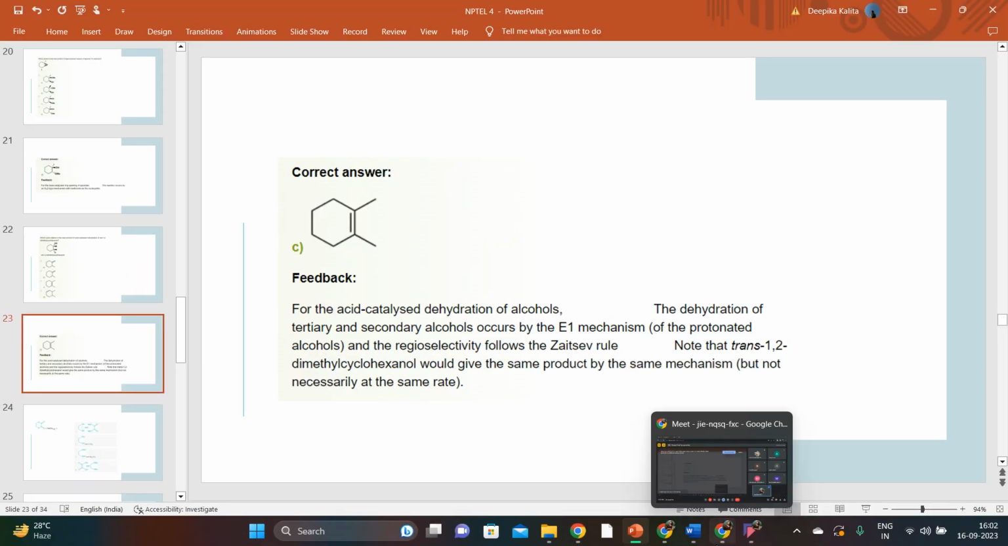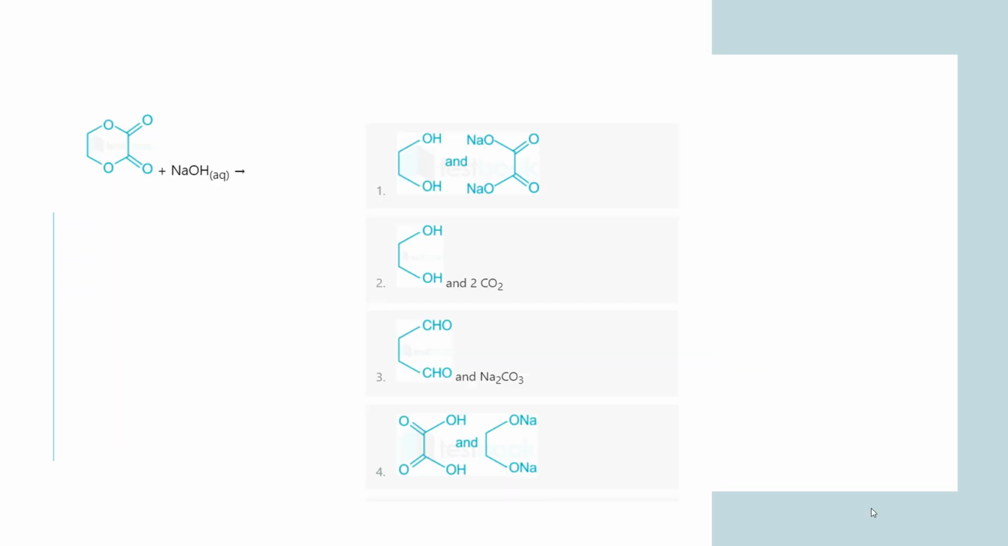Okay, let us move to the next question. Now we are going to solve these questions from derivatives of carboxylic acids. You are given this, you can call a diester here, and we are hydrolyzing this diester with sodium hydroxide. So, in presence of aqueous sodium hydroxide, which of these four possible product sets will you get?